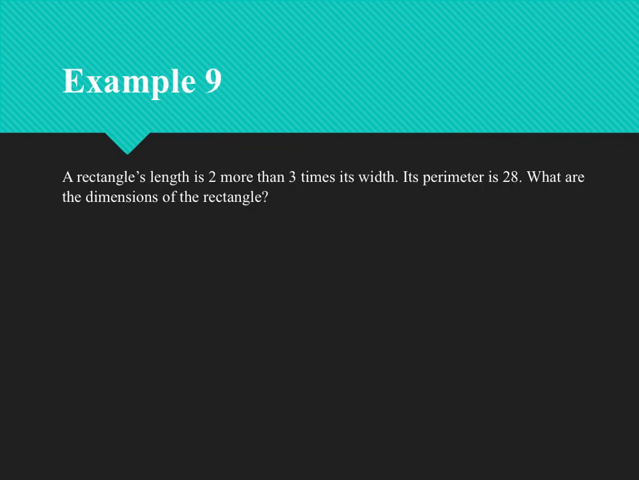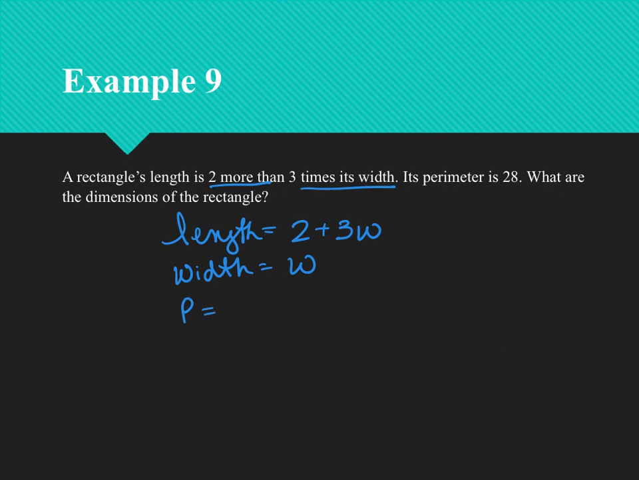And then the last example here is just a quick review. It says a rectangle's length is 2 more than 3 times its width. So I'm going to write that the length is equal to 2 more than, which means we're going to be adding, 3 times its width. So I'm just going to write this as 3w. And then I'm also told that I have a perimeter. Well, in this case, I know that my width is just going to equal w.